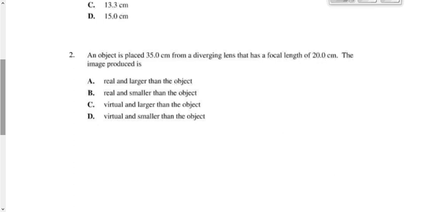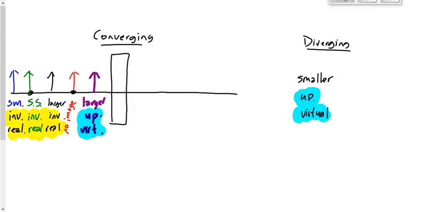First way, we could draw a ray diagram, right? We look at this question here. Object is placed 35 centimeters from a diverging lens. Here's a diverging lens. The focal length is 20 centimeters. So this is 20. Okay, this is 2F, 40. This is where our object is. We could draw the ray diagram here. We could determine what the characteristics of this image are based on this ray diagram. Okay, got it, done. The second way we could do it is, we could remember our patterns here.